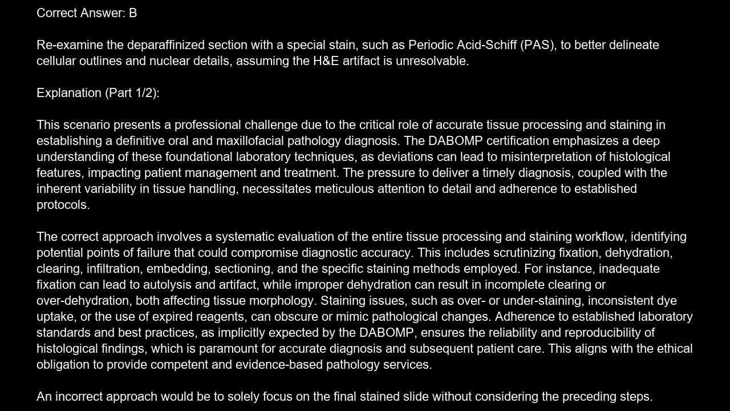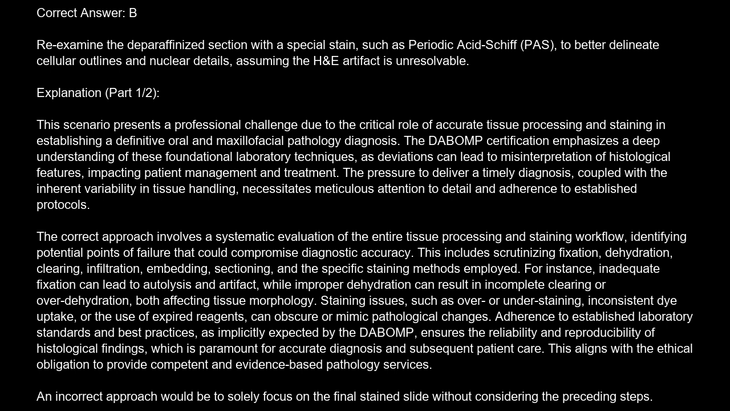The correct answer is B. Re-examine the deparaffinized section with a special stain, such as periodic acid Schiff (PAS), to better delineate cellular outlines and nuclear details, assuming the H&E artifact is unresolvable. Explanation: this scenario presents a professional challenge due to the critical role of accurate tissue processing and staining in establishing a definitive oral and maxillofacial pathology diagnosis. The DABOMP certification emphasizes a deep understanding of these foundational laboratory techniques, as deviations can lead to misinterpretation of histological features, impacting patient management and treatment.